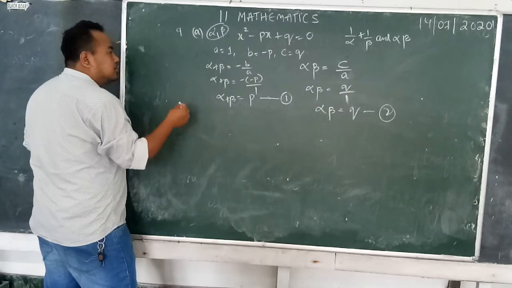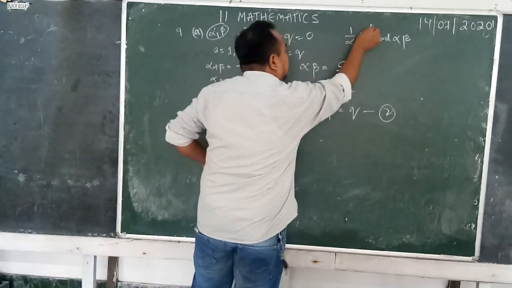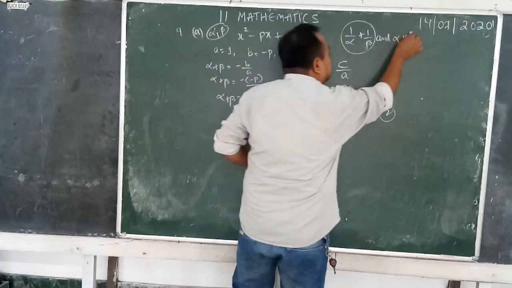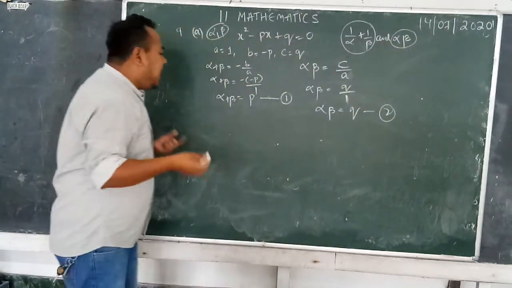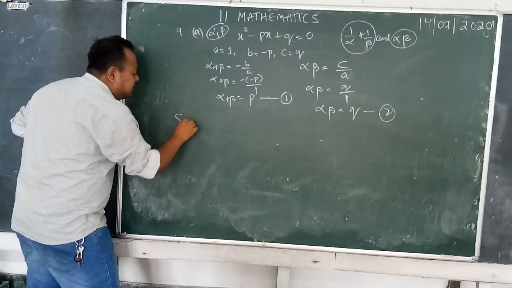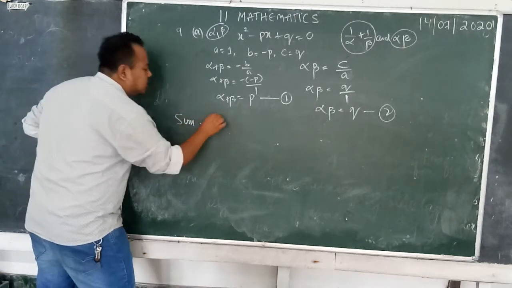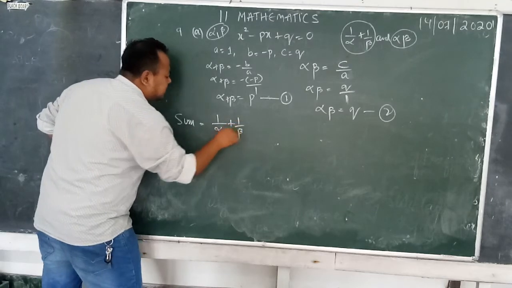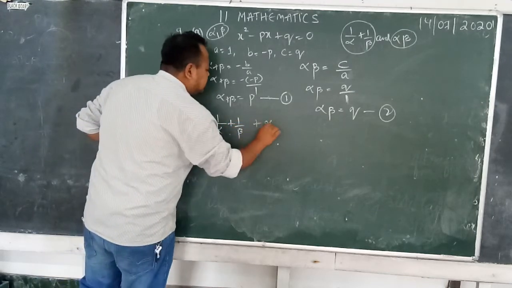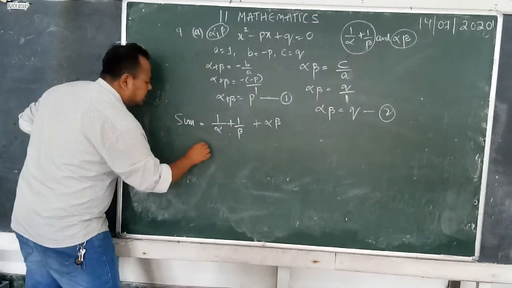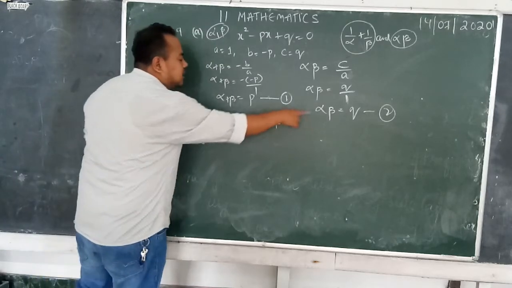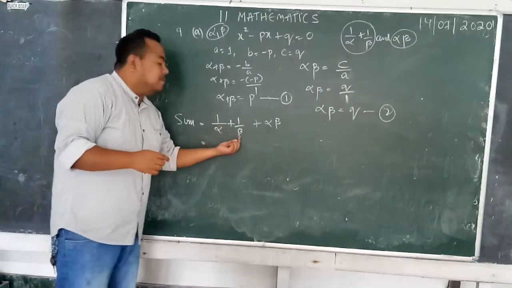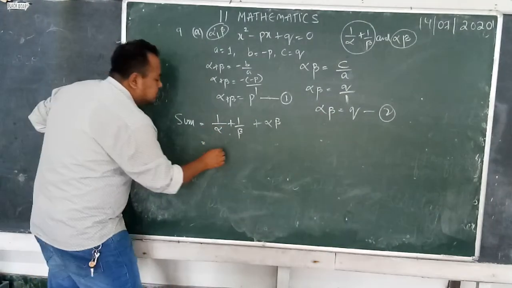Next, what you need to do is, now look at these two roots. The first root is 1 by alpha plus 1 by beta, and the second root is alpha beta. So what do I need to find? The sum. Sum means I add the roots. 1 by alpha plus 1 by beta, this is the first root, plus alpha beta. Next, now see, alpha beta is not a problem because the value of alpha beta is q. But I don't know the value of 1 by alpha and 1 by beta. That I am supposed to find. So how do I find?